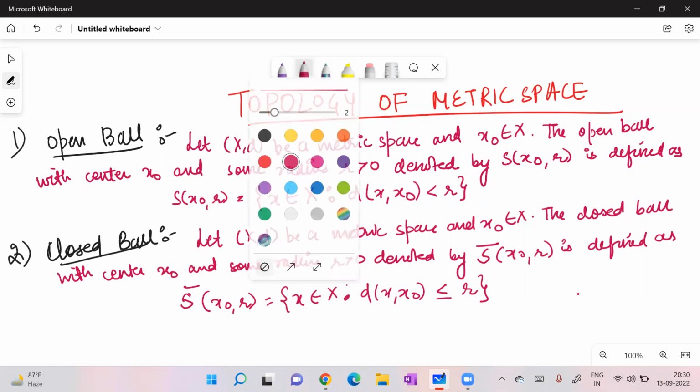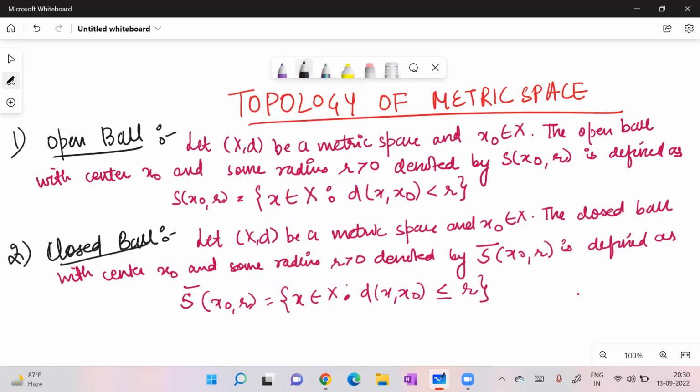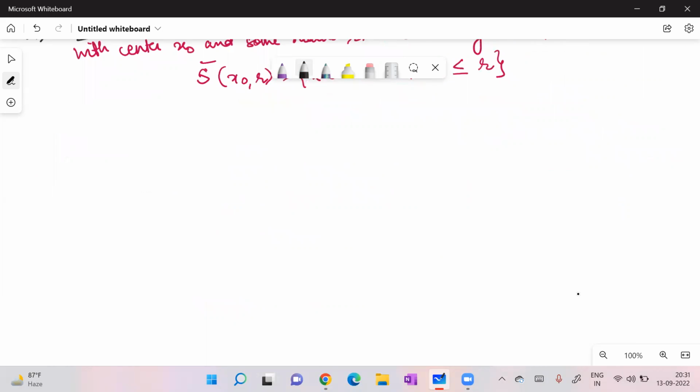So whenever we are talking about a ball, we have to take into account two things: the center of the ball and the radius of the ball. So if we are given a metric space (X, d) and x0 be any element belonging to X, the open ball with center at x0 and some radius r is the set of all x belonging to X such that the distance between x and x0 is strictly less than r. And in the closed ball, we also include the boundary, so the distance between x and x0 is less than or equal to r. Let's understand with the help of an example.